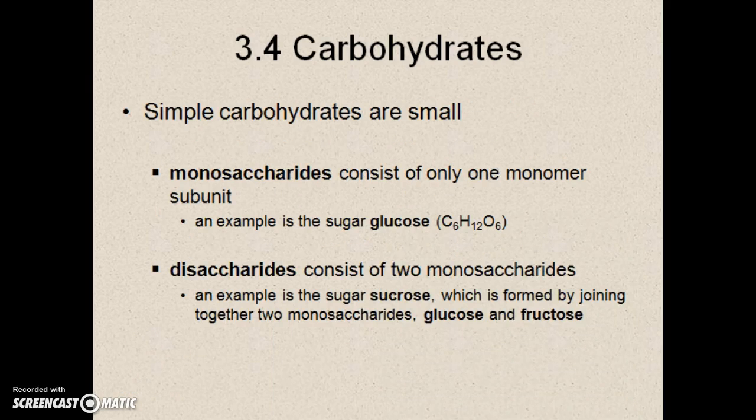So a great example of a monosaccharide, only a 1 monomer subunit, is a sugar called glucose, C6H12O6. So there's our ratio of carbon to hydrogen to oxygen. And so this is what we call an organic molecule. And the glucose, C6H12O6, is a super important molecule that we're going to see a lot of later on in our chapters on cellular metabolism, specifically photosynthesis and cellular respiration.